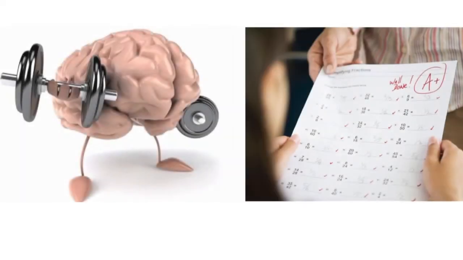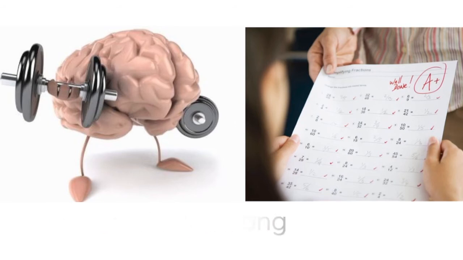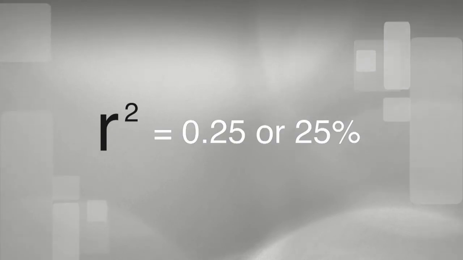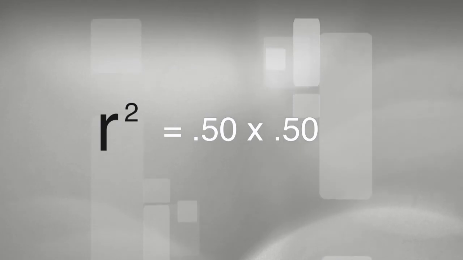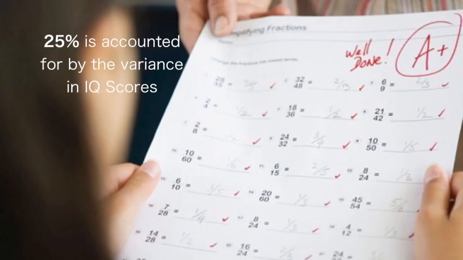Now, earlier in the lecture, when I talked about positive correlation, I gave an example of IQ and exam performance. If we correlated IQ with exam performance for people, we would find the correlation to be moderately strong. In other words, the correlation would be about 0.5. The r squared would be 0.25, or 25%, and we get that by multiplying 0.5 by 0.5. So this means that of all the variation in exam scores, from flunking to getting an HD, 25% is accounted for by the variance in IQ scores.